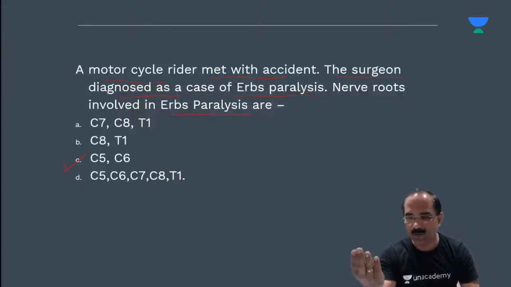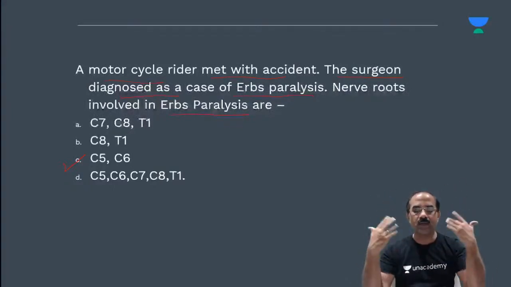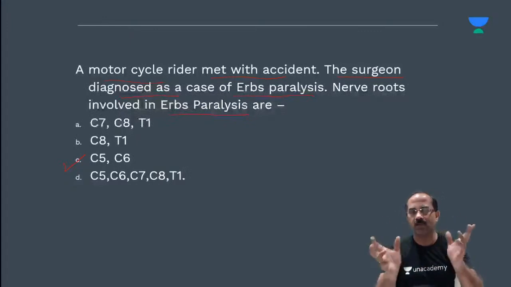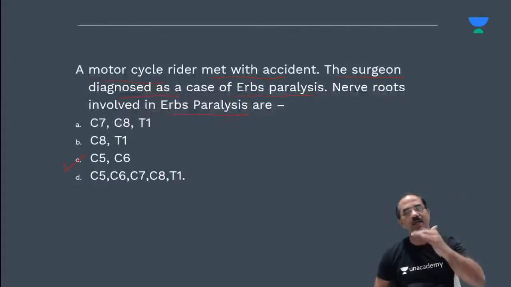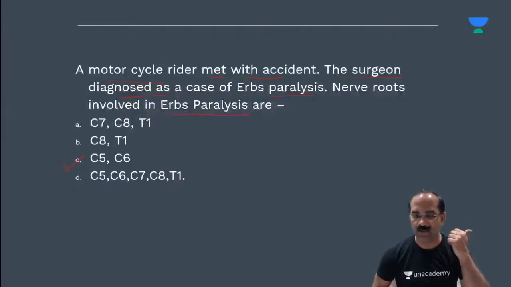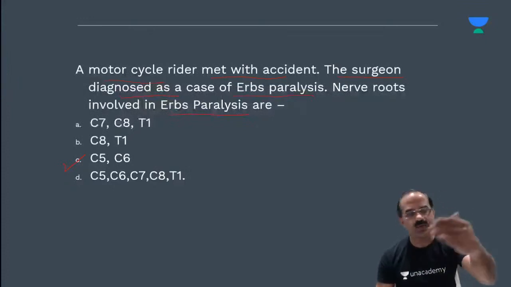And students, if you can quickly tell me, these C5, C6 nerve roots are mainly present in which nerves? Mainly they are present in two nerves. One is the musculocutaneous and the other one is axillary. The others also have C5, C6, but the main concentration is musculocutaneous and axillary. Fine. There's another type of MCQ.